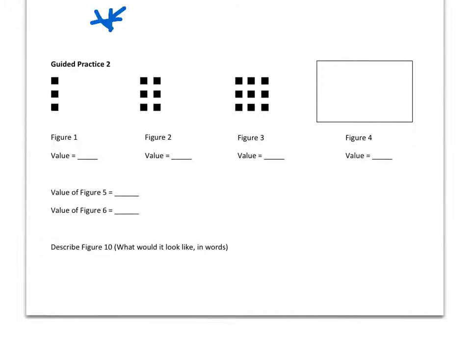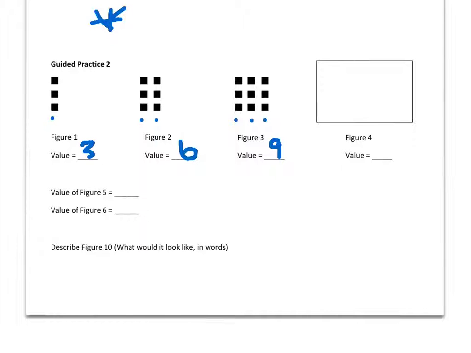Number 2, this presents a little bit of a different pattern. Look what's happening here. We have 3, and then 3 and 3, and then 3 and 3 and 3. So it's almost like multiplication there, I think. Figure 1 has 3 of them. Figure 2 has 6, and figure 3 has 9.